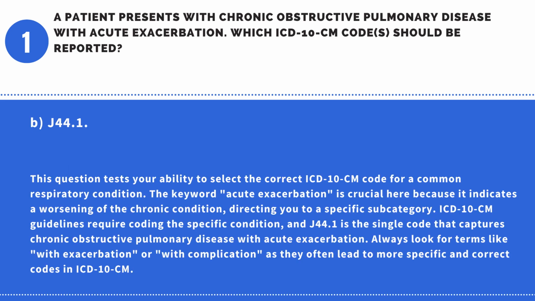Answer B. J44.1. This question tests your ability to select the correct ICD-10-CM code for a common respiratory condition. The keyword acute exacerbation is crucial here because it indicates a worsening of the chronic condition, directing you to a specific subcategory. ICD-10-CM guidelines require coding the specific condition, and J44.1 is the single code that captures chronic obstructive pulmonary disease with acute exacerbation. Always look for terms like with exacerbation or with complication, as they often lead to more specific and correct codes in ICD-10-CM.